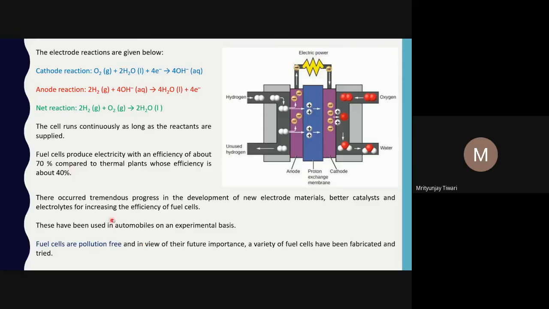and so there has been tremendous progress in the development of new cathode materials. There are a lot of research groups in the world currently involved in this, trying to find a better electrode, a better catalyst for the oxidation of hydrogen, and a better catalyst for the breaking or the reduction of oxygen here.